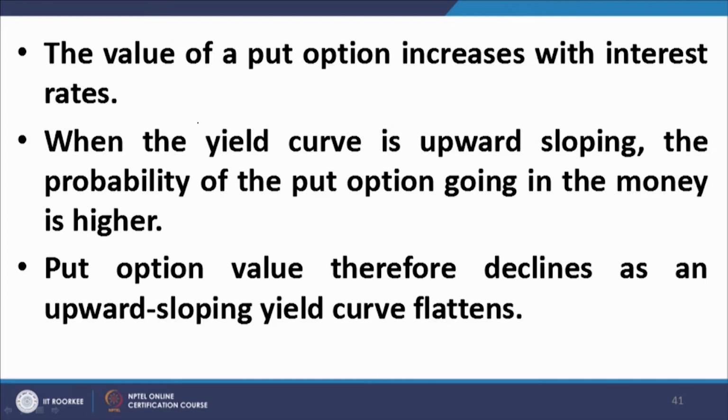The value of a put option increases with interest rates. When the yield curve is upward sloping, the probability of the put option going in the money is more. Why? Because the prices of the underlying assets are depressed as interest rates go up. So, if the interest rates increase, the probability of exercise of the put option increases, and therefore the put option value increases. When the curve flattens, the put option value decreases.